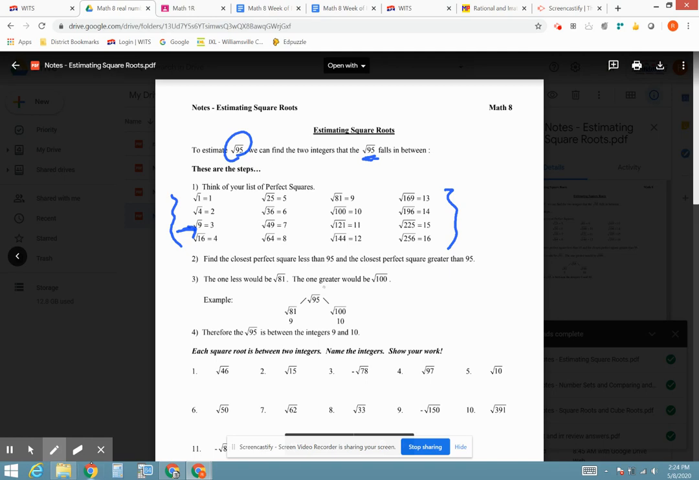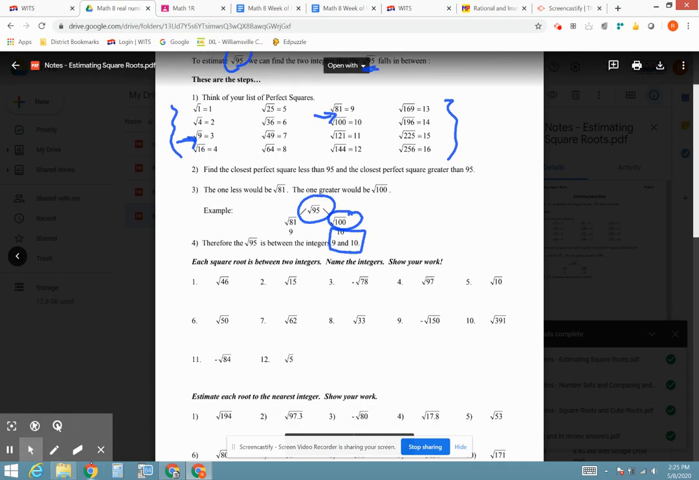So if I was trying to estimate the square root of 95, the square root of 95 would fall between the square root of 81 and the square root of 100. So the square root of 95 falls between 9 and 10. Okay, so I know that's my estimation, between 9 and 10. If I had to pick one number, well, it is closer to 100 than it is to 81. So I would say it's about 10. Okay, and that's basically it.